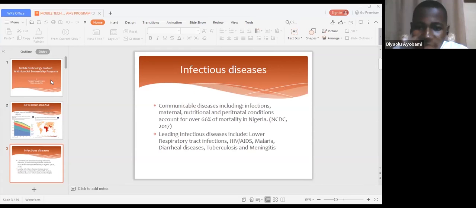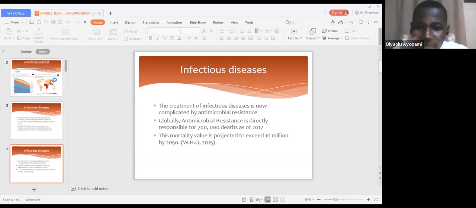Amongst these, the leading ones all rank among the top 10 leading causes of death in the country. Now, the problem is being complicated by antimicrobial resistance.